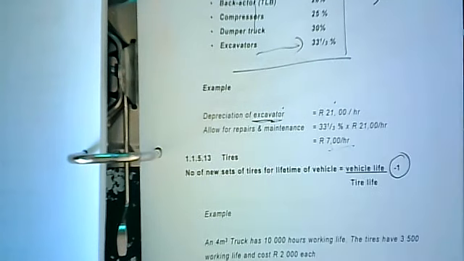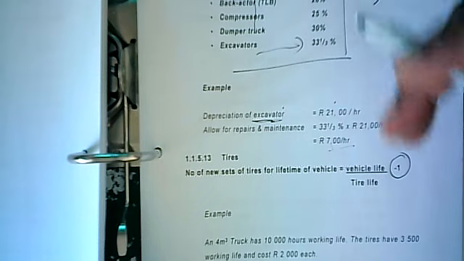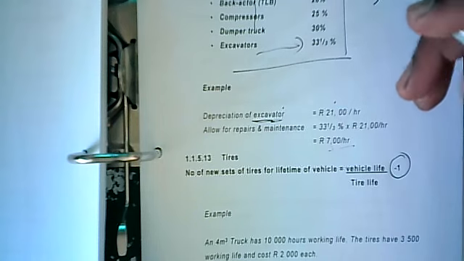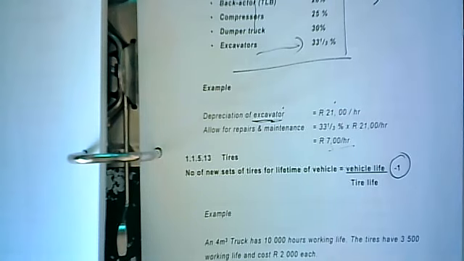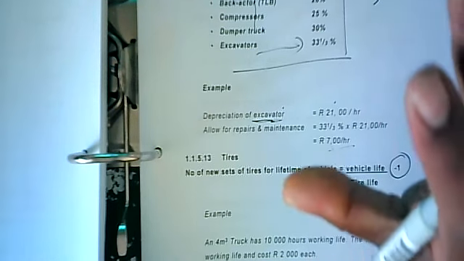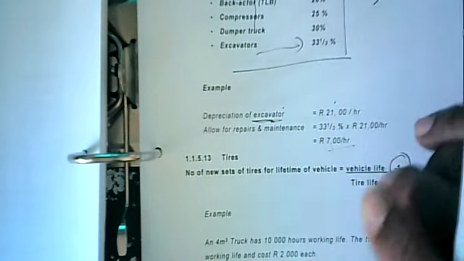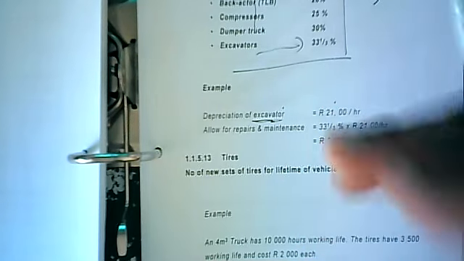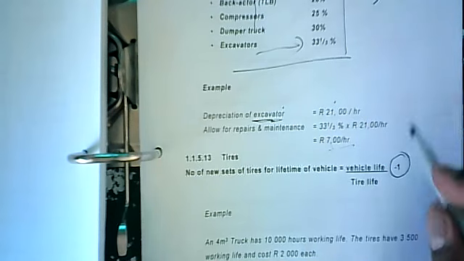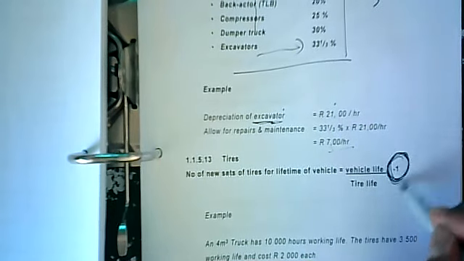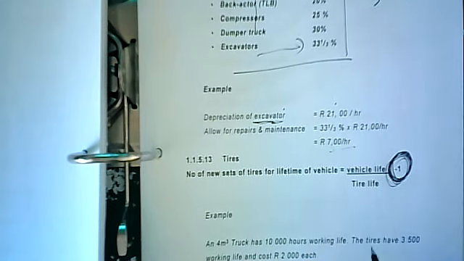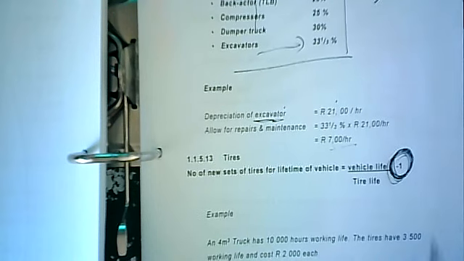Why minus 1? Remember, when you buy a brand new vehicle, be it a car or plant that has wheels, that has tires, it doesn't come without the tires. That first day you drive it off the showroom or it's delivered to your workshop, it comes with tires. Therefore, it's already paid for. Therefore, you cannot ignore that.